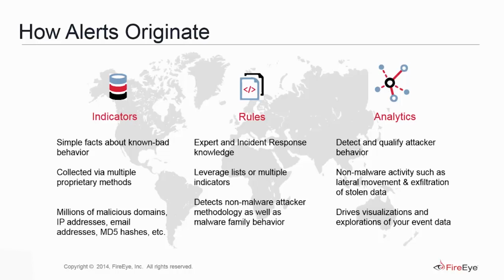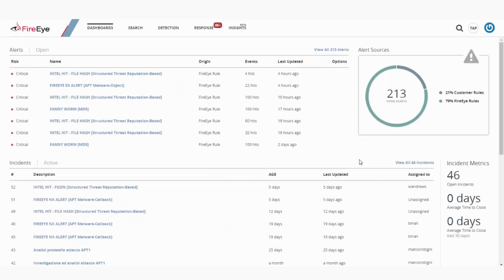Analytics is another way through which we alert. This will detect and qualify attacker behavior and is focused on non-malware activities such as lateral movement and exfiltration of stolen data. Alert notifications are received via email and can be modified by clicking on the avatar in the upper right portion of the screen and then choosing the appropriate settings feature below.